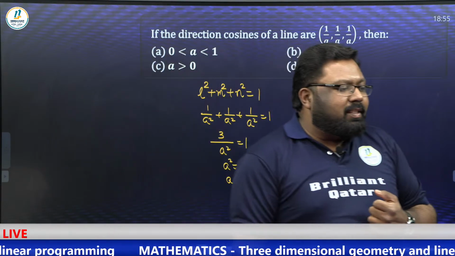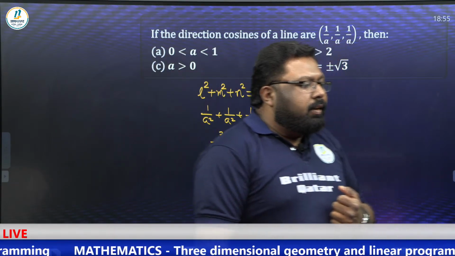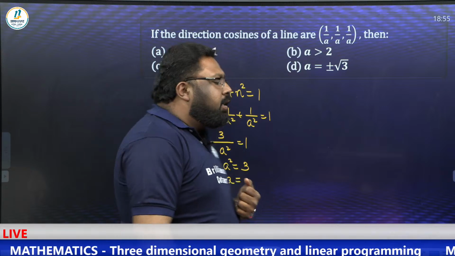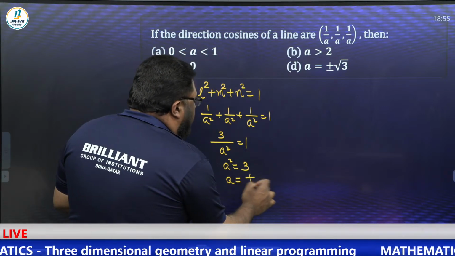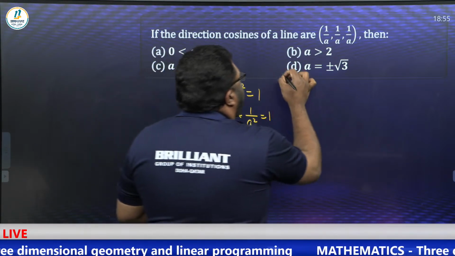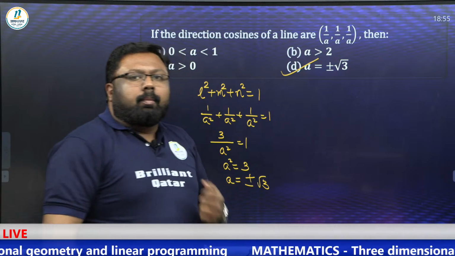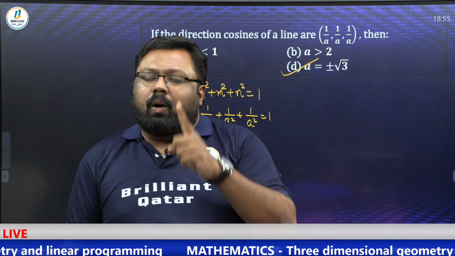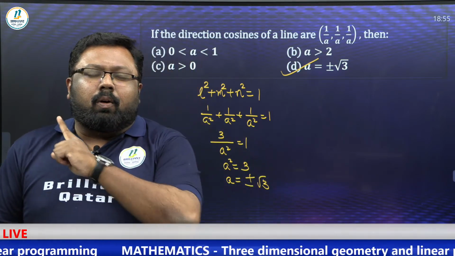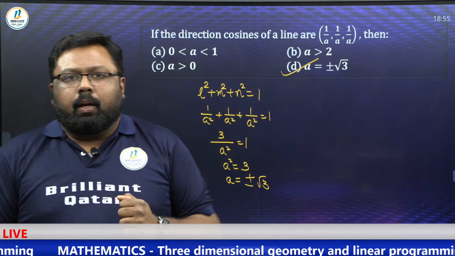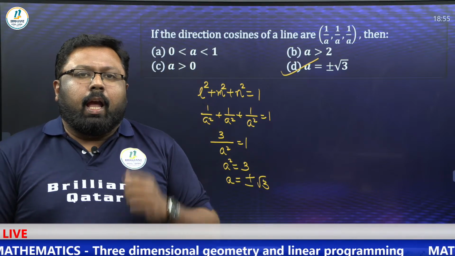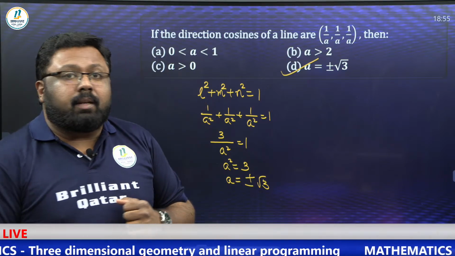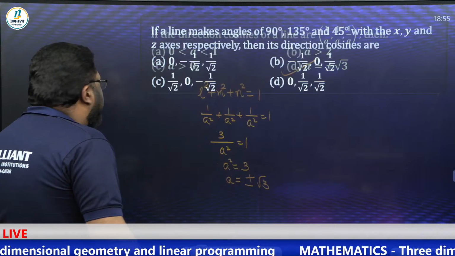Yes, answers have already come. Very good, my dears. Very good, Shiny, Hanna and Karthik. It is plus or minus root 3, option D. My dears, a question based on this property is almost sure in your board examination. L squared plus m squared plus n squared equals 1.